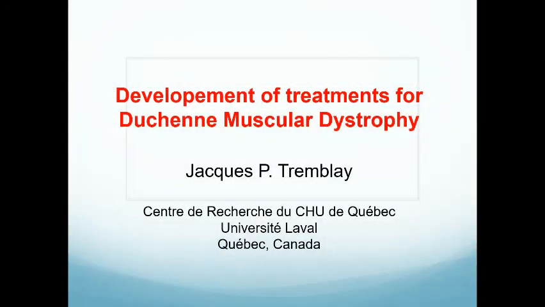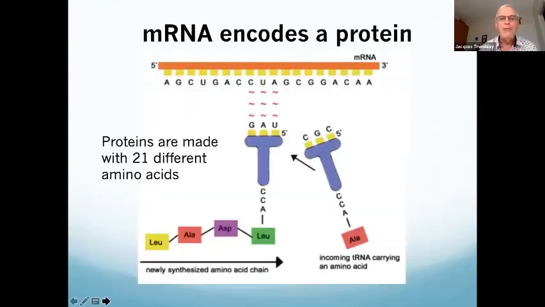And the amino acid cannot be a one-to-one. In fact, it takes three nucleotides to code for only one amino acid. And so there are different combinations of three nucleotides coding for these different amino acids. And here we can see that the three nucleotides CUA are coding for the addition of a leucine, one of the amino acids in a protein.